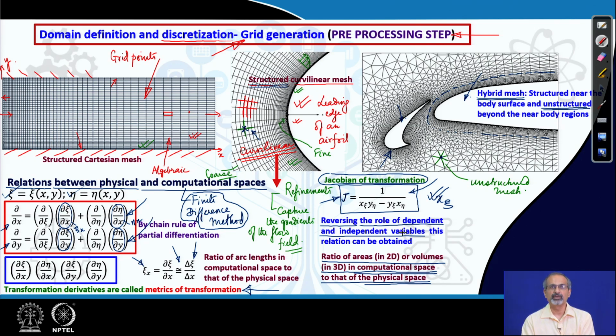So, this is broadly what we try doing in the grid generation step, so that the entire domain is discretized into a finite number of points or regions, and then we try to approximate the governing equations and apply them over those finite number of grid points or volumes.